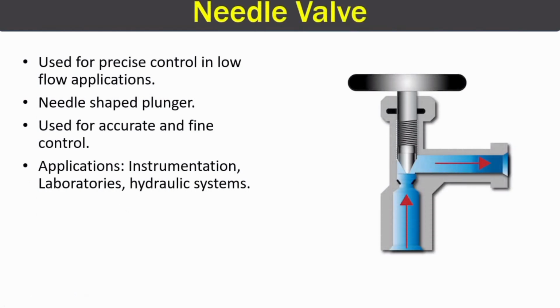These valves are famous for precise control, very precise control, and they are not used in very large pipelines. They are used in small pipelines in very low flow applications. All right, here in the image you can see a needle like plunger. So they use this needle like plunger to operate very accurately and very precisely. They are used for instrumentation laboratories and hydraulic systems.